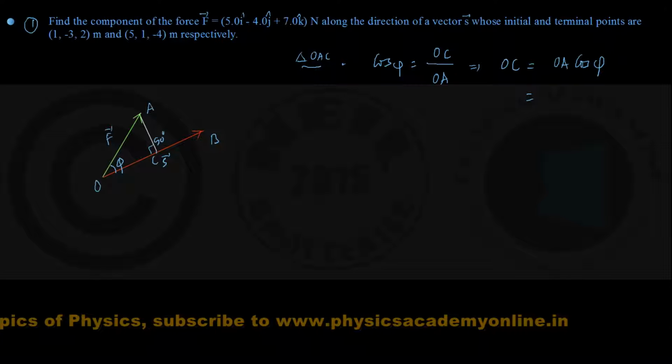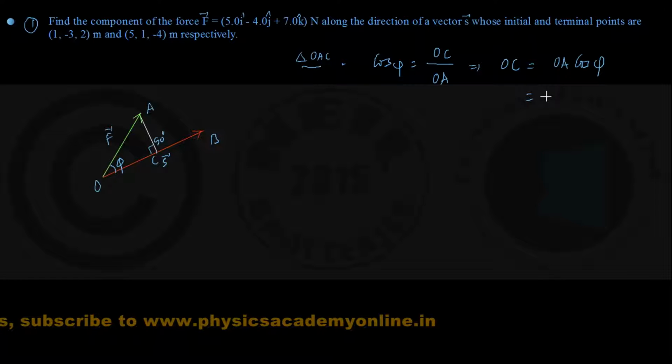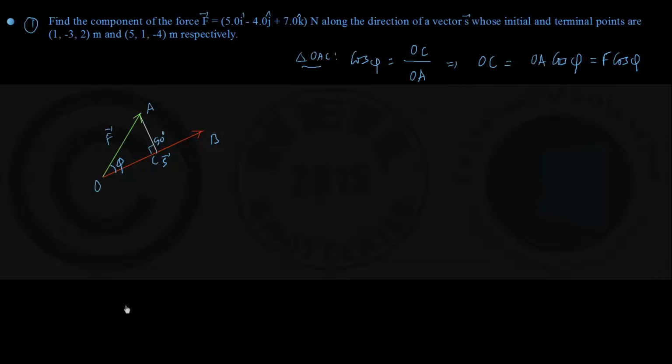But then OA represents the magnitude of the force vector, therefore this is coming out to be F into cos phi, isn't it? So you have got here that the component of force vector in the direction of displacement vector is given by the magnitude of the force vector multiplied by the cosine of the angle between the force vector and the displacement vector.